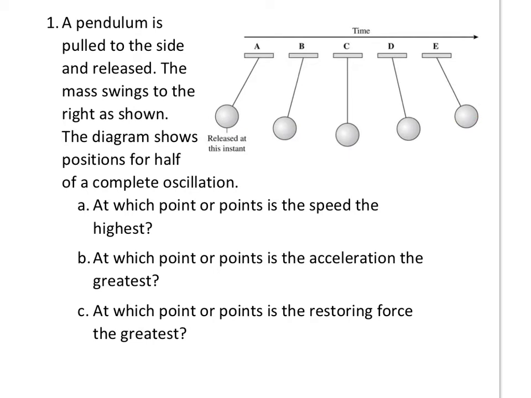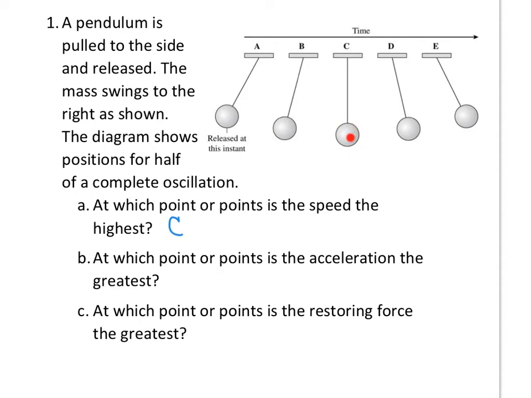It's not coming back. So which point or points will have the highest speed? The mass is coming briefly to rest when it gets to these two endpoints. So if it's at rest here: faster, faster, fastest, slower, slower, rest. So the point where it would have the highest speed would be the bottom of its arc, point C. Which ones have the greatest acceleration?